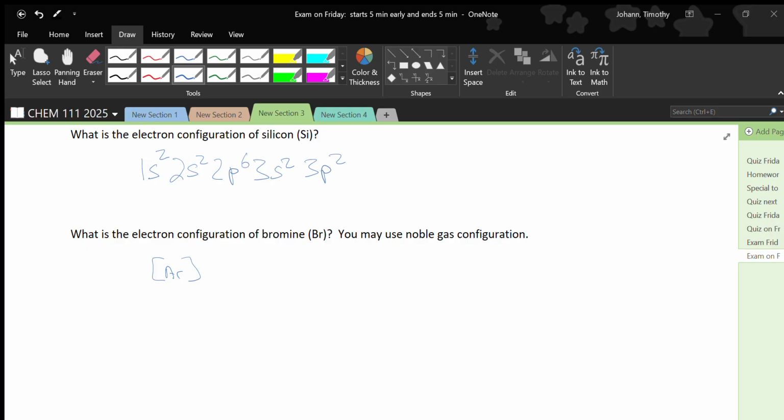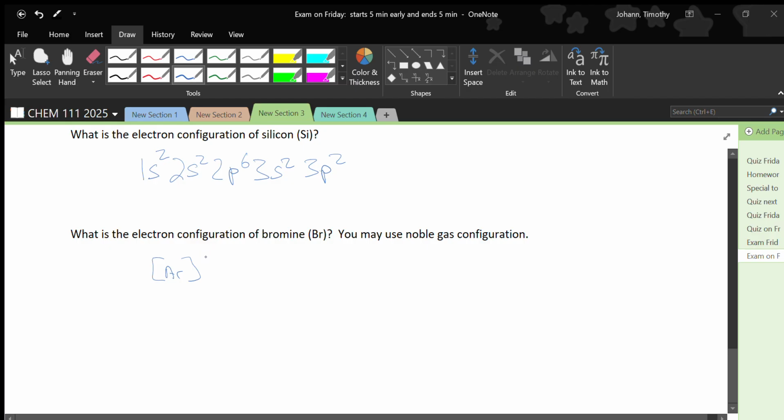But D's lag one number, so this is a 3D. 4s2, 3D, I go all the way across the D's are full, so 3D10. 4p, 1, 2, 3, 4, 5. So 4s2, right? 3d10, 4p5 is what we just did over on the periodic table there. Does that make sense? What we've done there?